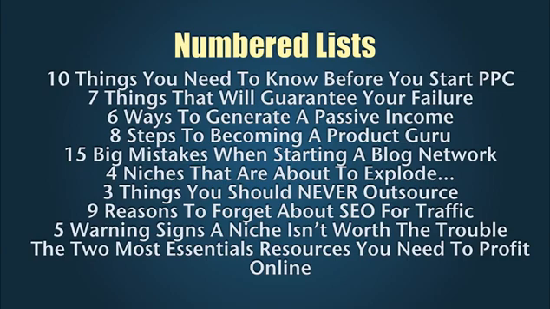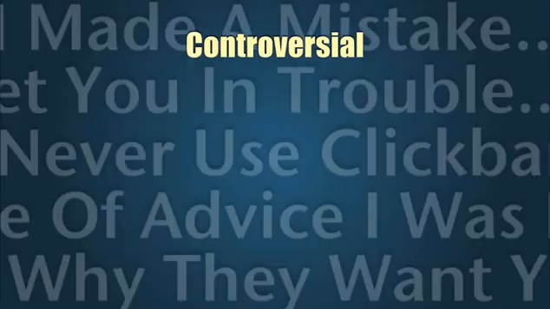9 reasons to forget about SEO for traffic, or 9 reasons to forget about, again, insert whatever you want there. 5 warning signs that a niche is in trouble, a niche isn't worth the money, a product is good, a product isn't good, warning signs. So again, people are like, oh wait, I better look at this. The 2 most essential resources you need to profit online. Again, very important for people trying to make money online. They're going to get opened.